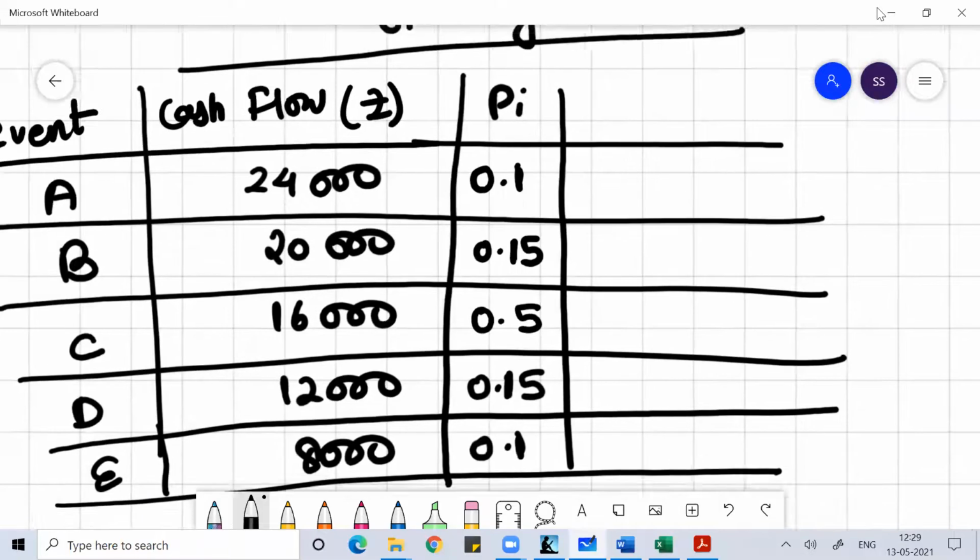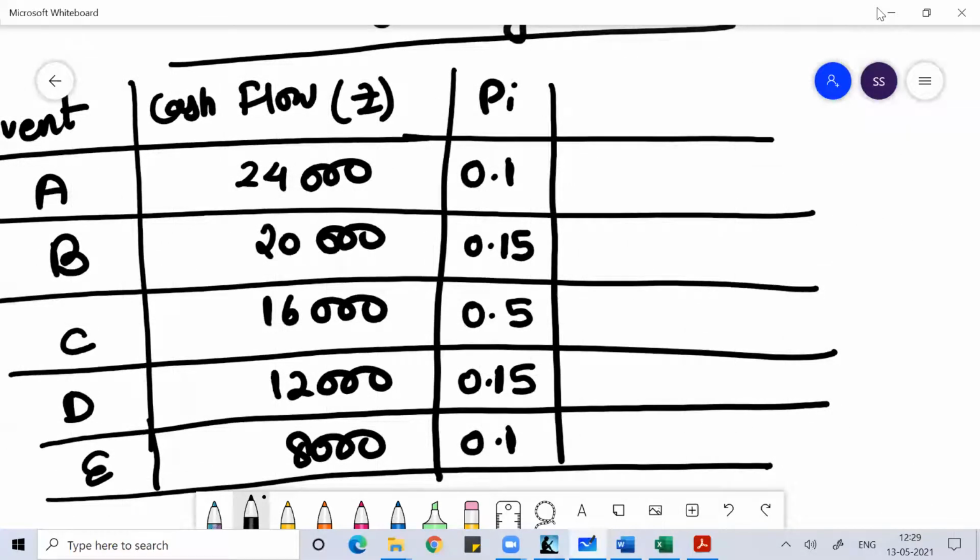You have cash flows, you have probability. Now what I can do, I can find the expected cash flow.